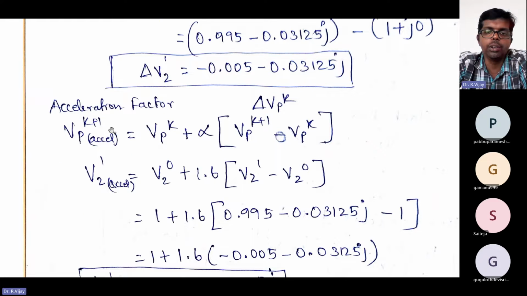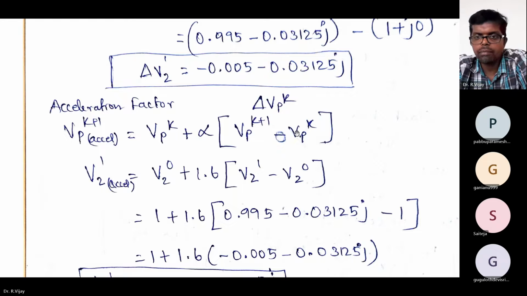Next, accelerated value, new value. The new value is equal to the accelerated old value plus alpha into Vpk plus 1 minus Vpk. So this is the del Vpk. One more step is the change in the del Vpk. This we already calculated, the same answer, and you can take it over here. Or otherwise you skip this step and calculate here and write. But the better thing is that you calculate this. Whatever the answer is coming, you just substitute here.